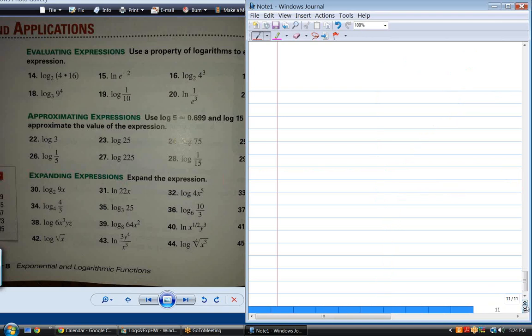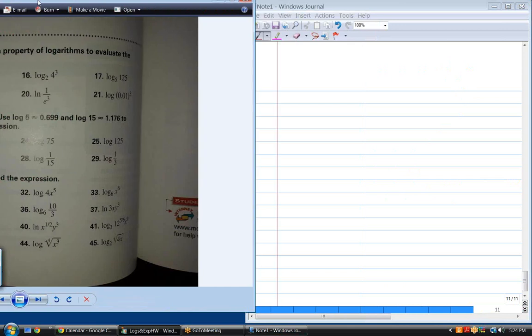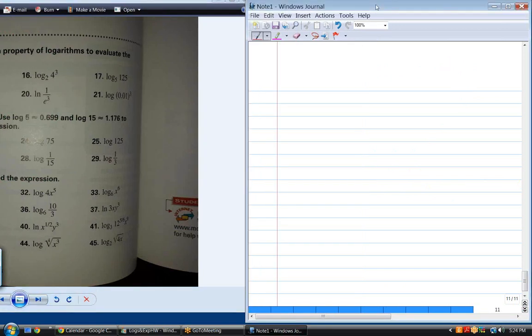Log 15 squared. About 28. Log of 1/15, which is log 15 to the negative 1 exponent. And 29. Log 15 divided by log 5 to the negative 1st power.